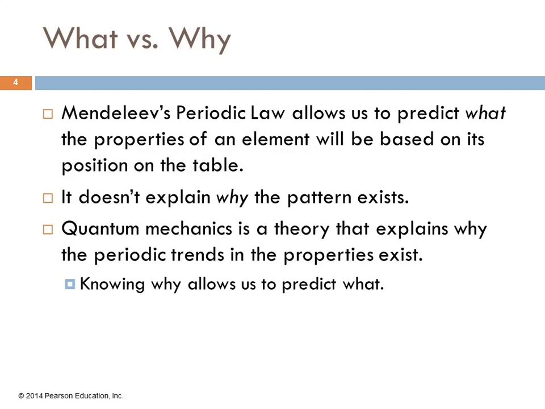And this is a very common order: knowing why allows us to predict what, but if we don't know what, we can't figure out why, right? So first comes the what. Oh, this happens. Then people try to figure out why. Once we figure out why, then we can predict what will happen in other situations.